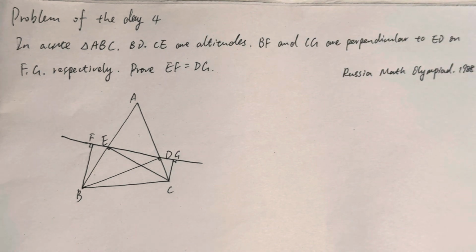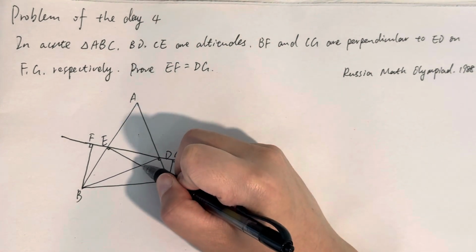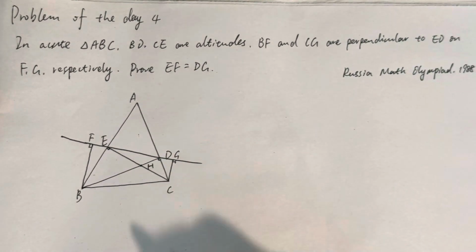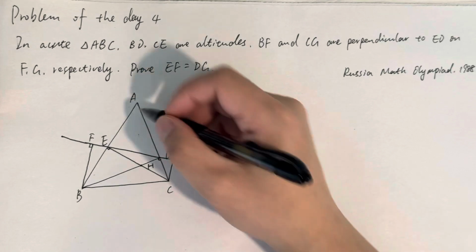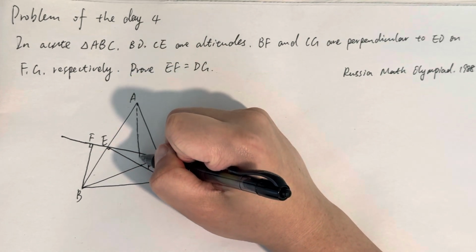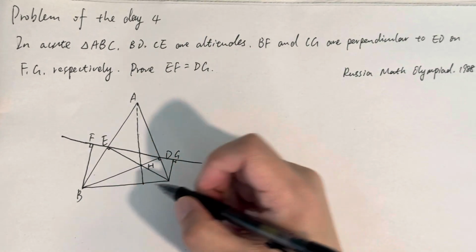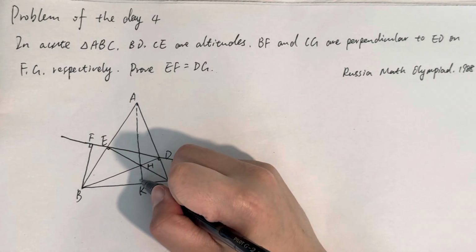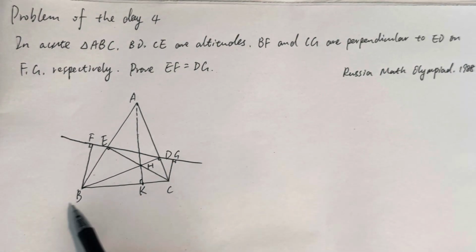The first one is easier to think of because we already learned many properties of the orthocenter. When we see that CE is an altitude and BD is an altitude, we know that this point, let's call it H, is the orthocenter of triangle ABC. So let's connect AH and meet BC at point K. So we know that AK is also perpendicular to BC.